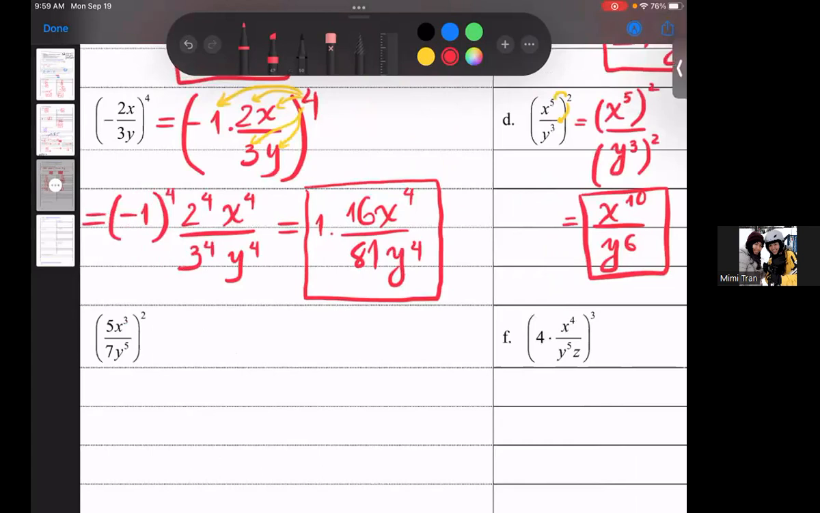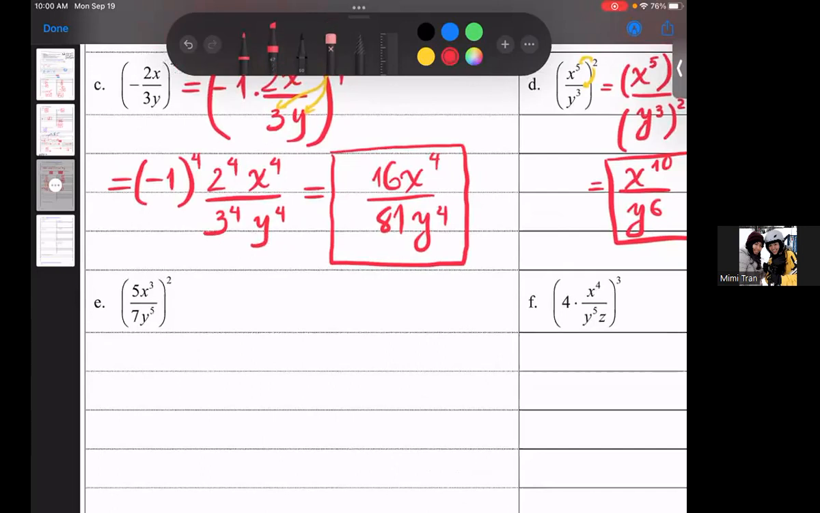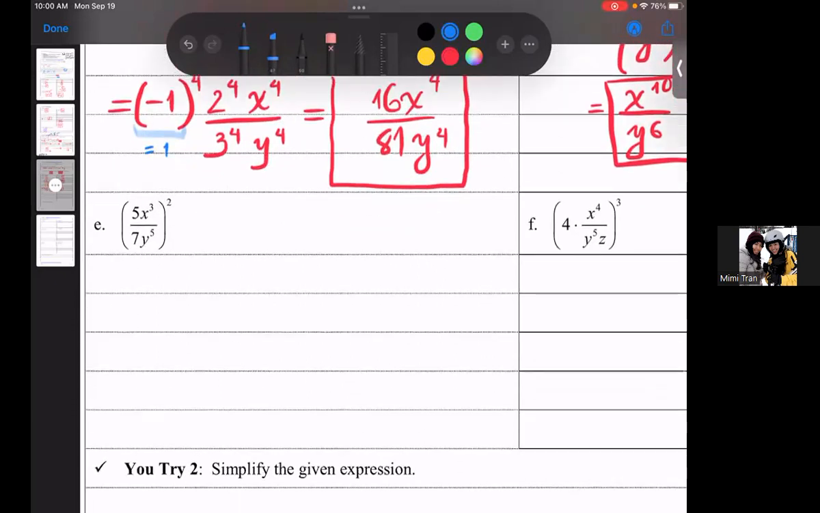Does anyone have a question? Please ask. Yeah, you can erase the 1. Maybe I'll erase it, it might confuse you. I'll erase it, and I'll do it like this, maybe like that. All right, E.